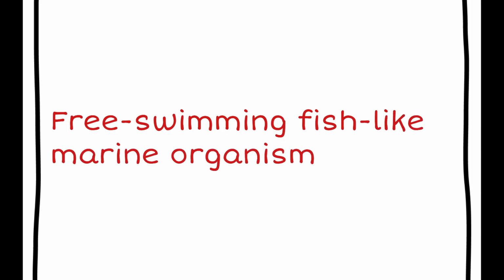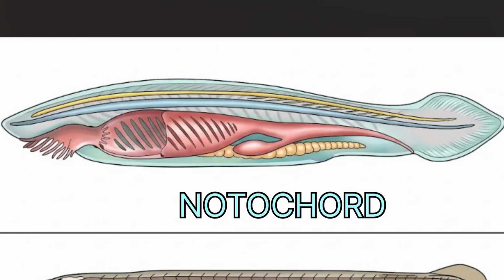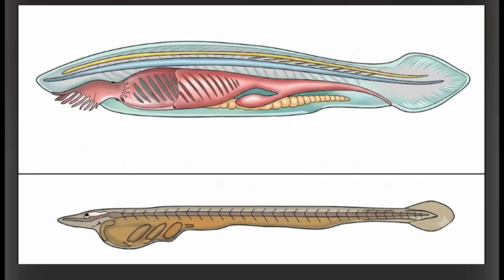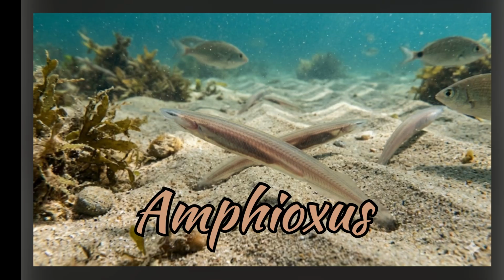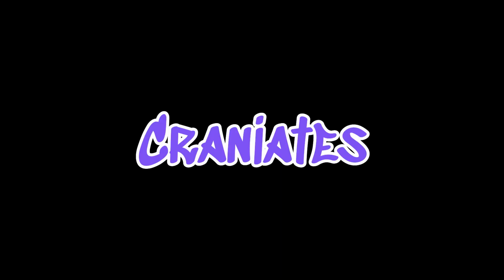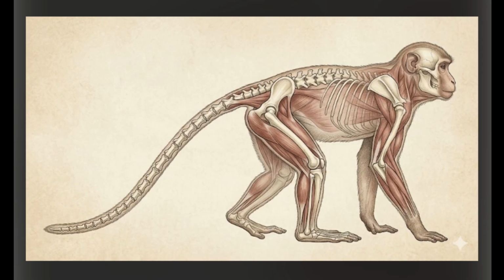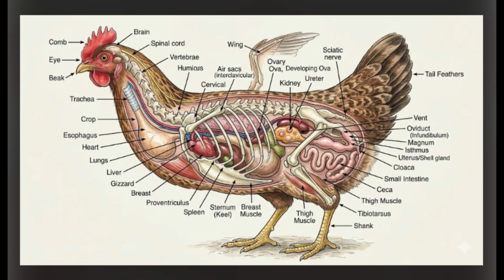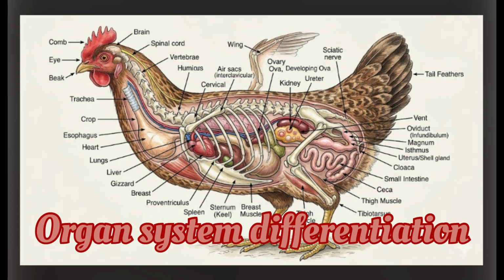Cephalochordata. They are free-swimming fish-like marine organisms where the notochord extends all the way to the head region. Unlike urochordates, the notochord, nerve cord, and tail persist throughout their adult life. Examples include amphioxus. Vertebrata or craniates. They have true vertebral column and internal skeleton. They are bilaterally symmetrical, coelomate, segmented, and have differentiation up to organ system.